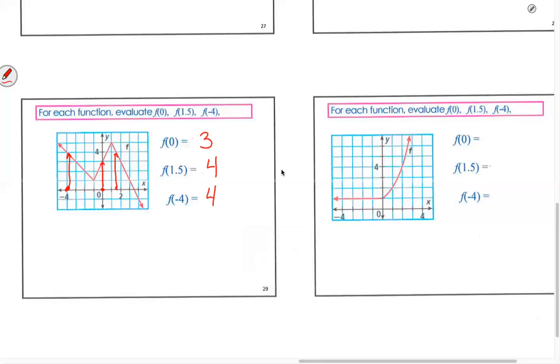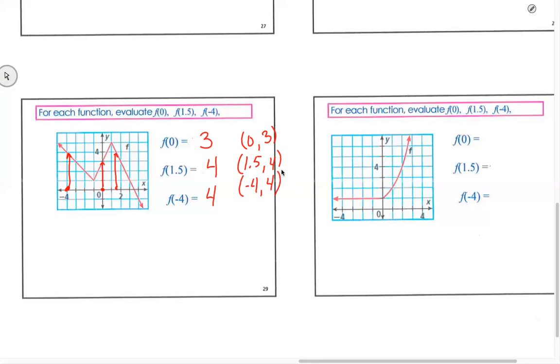All right, little different, right? It's just interpreting a graph. This is my input. So these would correspond to the points 0, 3, 1.5, 4, and negative 4, 4.